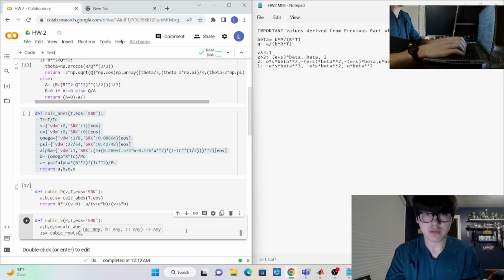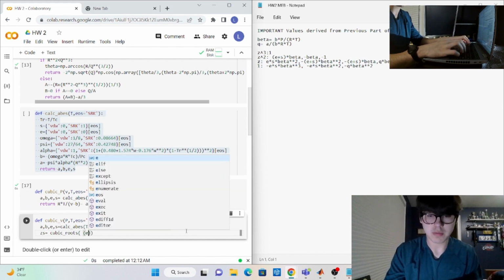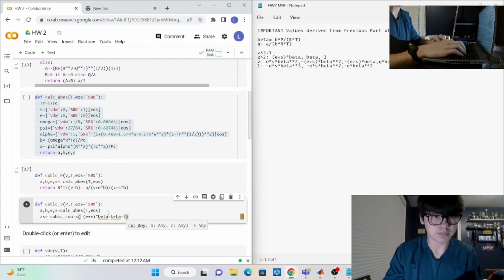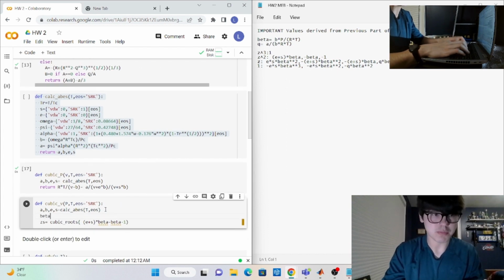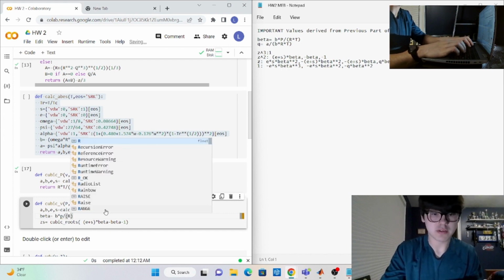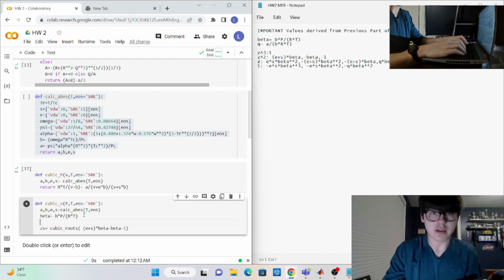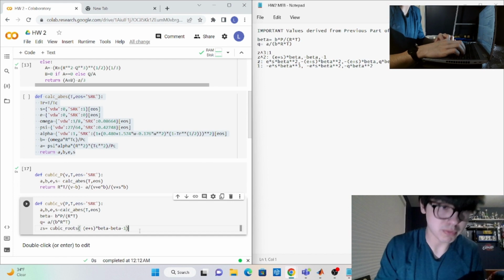So we'll have E plus S times beta minus 1. Oh, we have to define beta and Q first. So beta is equal to B times P divided by R times T. And then we also derived these earlier. Q is equal to A divided by B times R times T. You derived these earlier in the video. We're just putting these into code now.